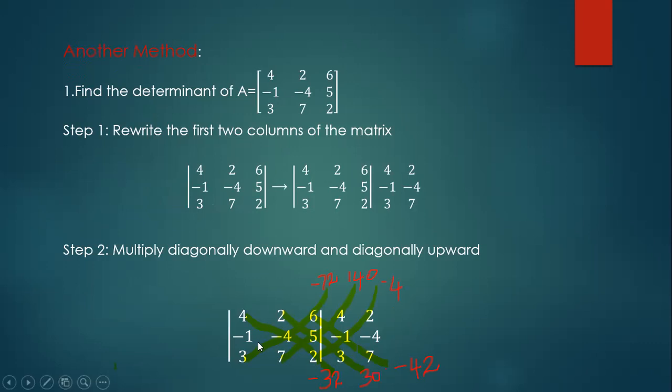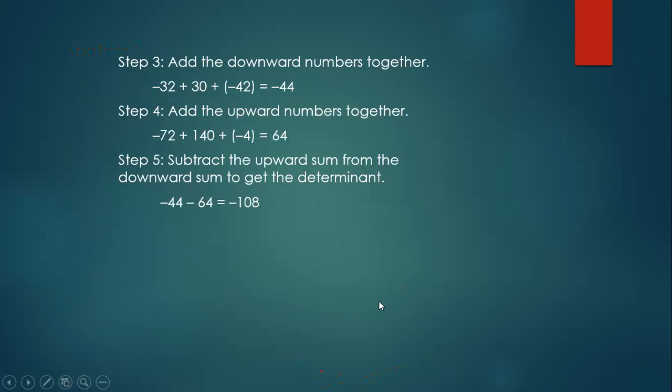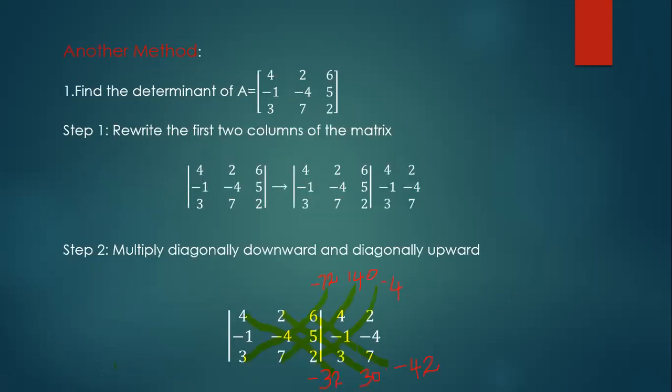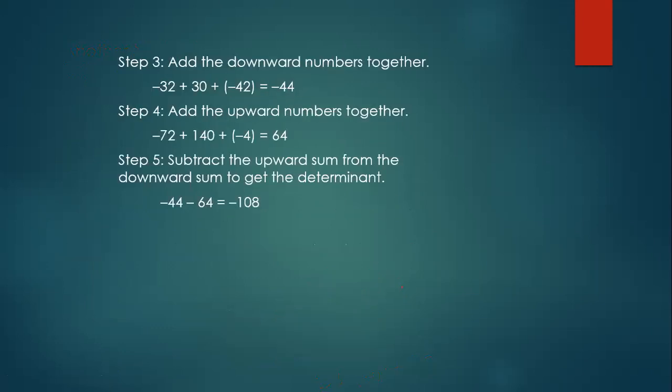Like this, multiply diagonally upward. 3 into minus 4 into 6 minus 72. 7 into 5 into 4 140. 2 into minus 1 into 2 minus 4. Then step 3, add the downward numbers together. Downward number is minus 32 plus 30 plus this number minus 42, we get minus 44.